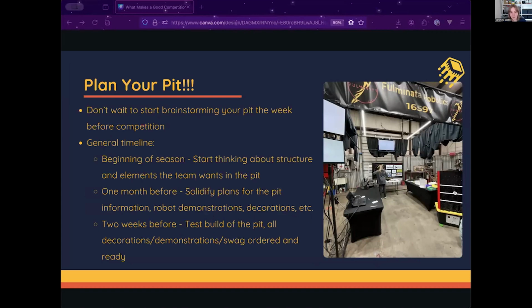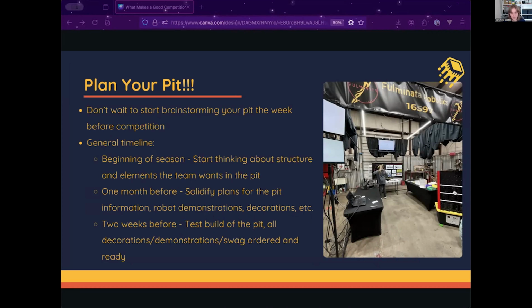The general timeline that our team follows for constructing a pit is either the summer before or the beginning of your season. Start thinking about what structure you're going to use for your pit, kind of the shell of it, and some elements that you want in your pit. Do you even want swag out? Do you want monitors? Do you want activities? Start thinking about things before the season even begins.